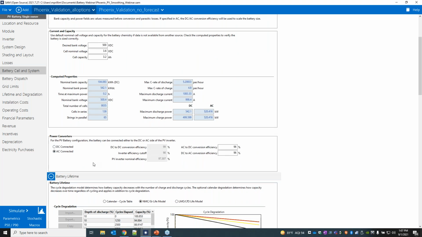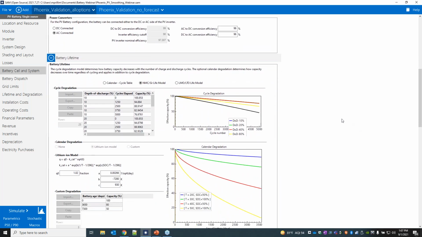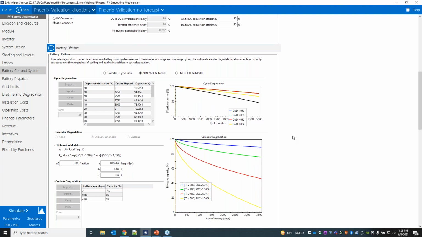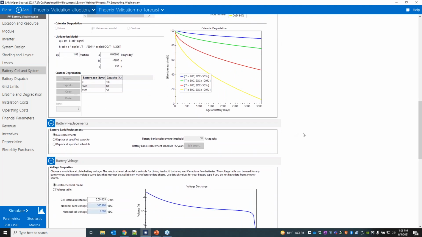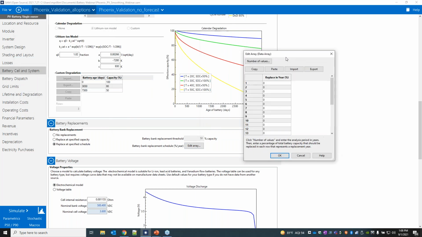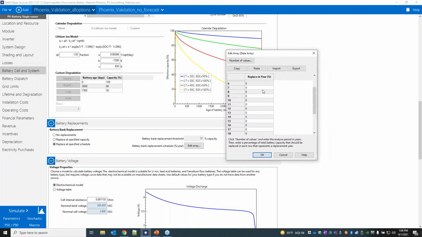The batteries can be DC or AC connected, and with either option, there are the relative conversion efficiencies from DC to AC, or if it's on the DC side, inverter considerations. There are several options for battery lifetime degradation modeling that I will let Doris go into more detail on later in the presentation. The option to specify your battery replacements, either turning off replacements, replacing at a specified remaining capacity of the battery system, or replacing on an annual schedule where you specify what percentage of the capacity you want replaced in each year.